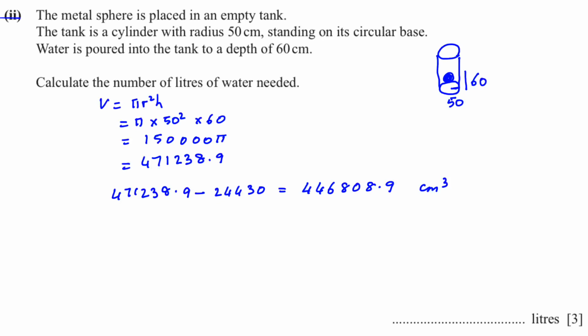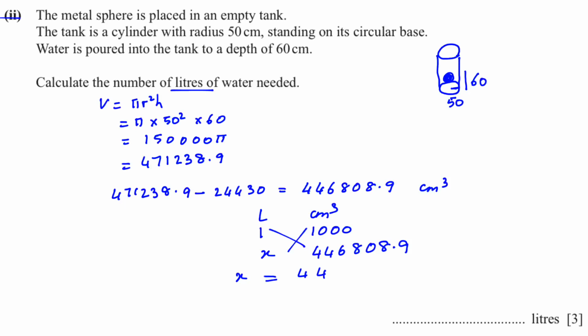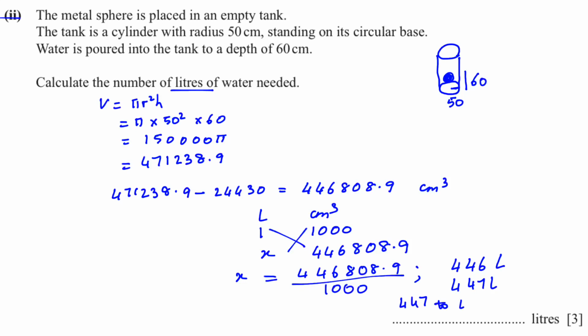To convert it into liters, because our question wants it in liters. This is liter, this is cubic centimeter. 1 liter is equal to 1000 cubic centimeter. Therefore, 446,808.9 cubic centimeter is equal to how many liters? Cross multiply, so it will be x is equal to 446,808.9 divided by 1000, and we will get the liter. The number of liters the water is needed is 446 liters. Sorry, if we round it, it will become 447 liters. You can have an answer between 446.9 and 447, and your answer will be accepted.